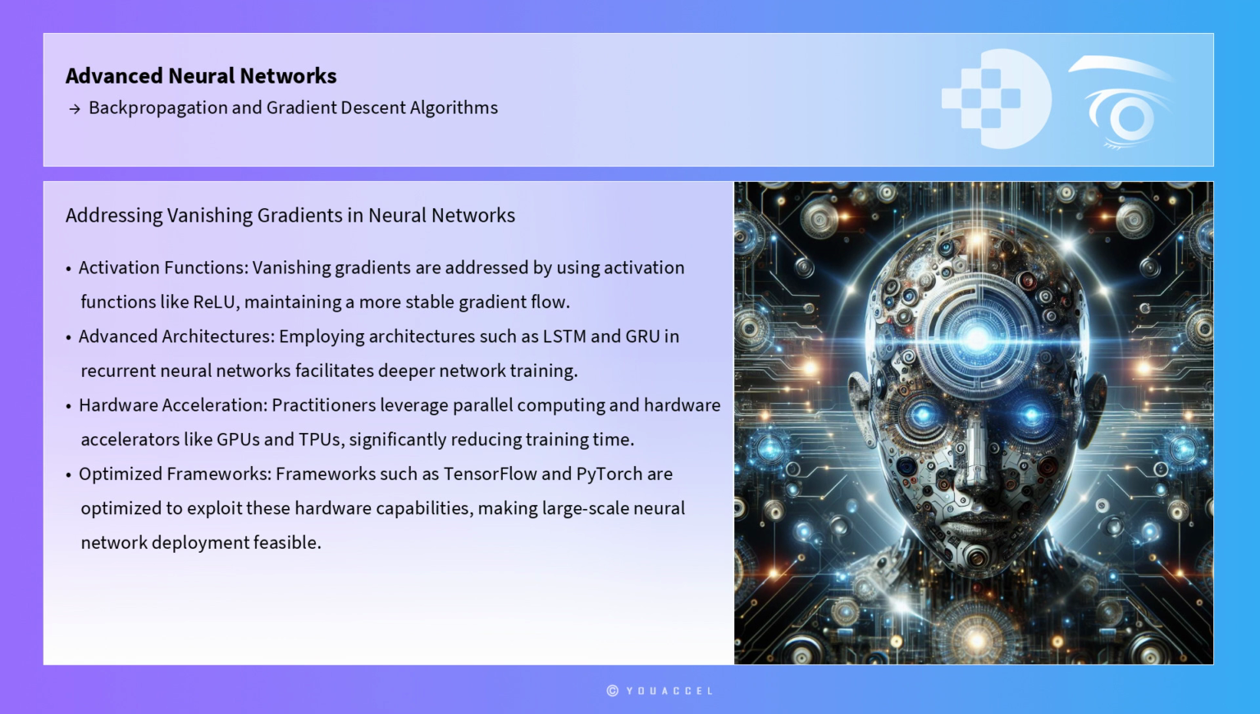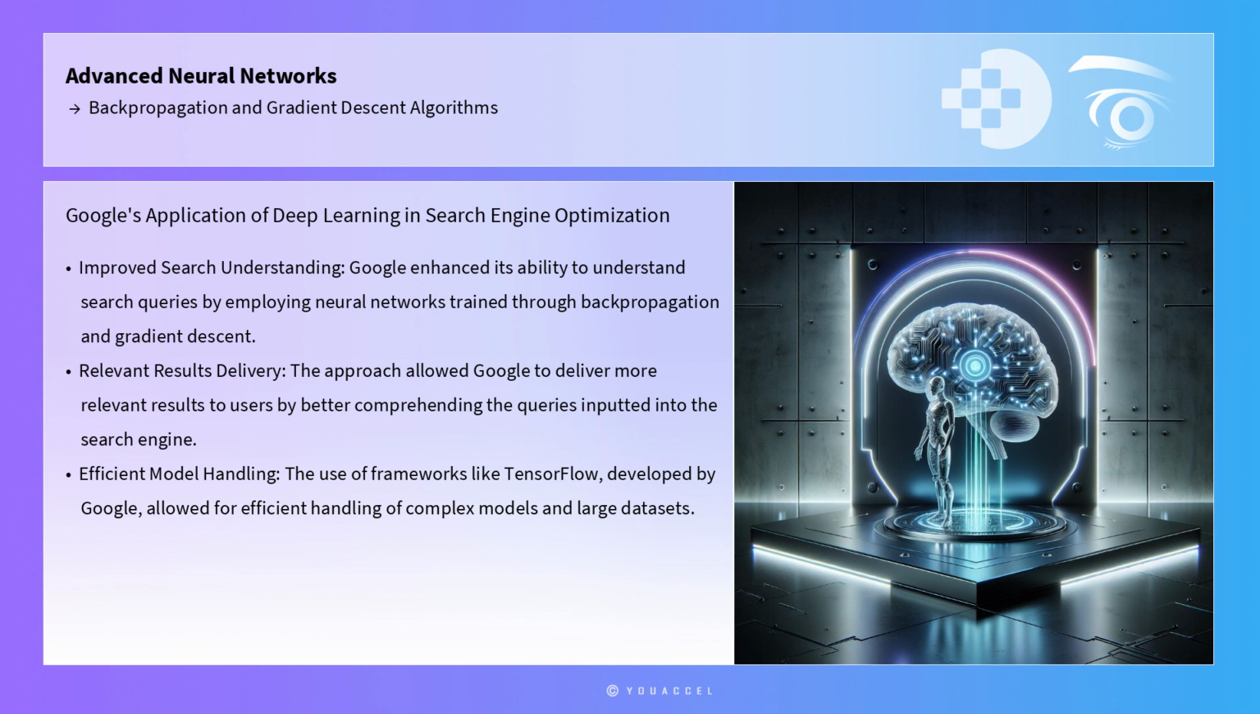To enhance computational efficiency, practitioners leverage parallel computing and hardware accelerators like GPUs and TPUs, which significantly reduce training time. Frameworks such as TensorFlow and PyTorch are optimized to exploit these hardware capabilities, making the deployment of large-scale neural networks feasible. An illustrative case study is Google's application of deep learning to improve the performance of its search engine.